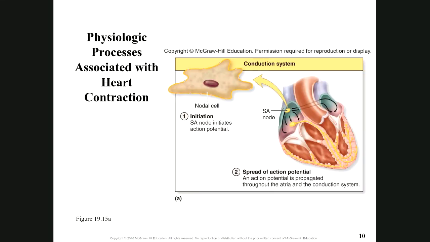Now I want to talk about the physiologic process which is associated with the heart contraction, and I want to talk about the cells which we have in the SA node, AV node, AV bundle and bundle branches, and also the Purkinje cells. First, you need to know that these cells are completely different in their shape and in their properties when we compare them with cardiac muscle cells.